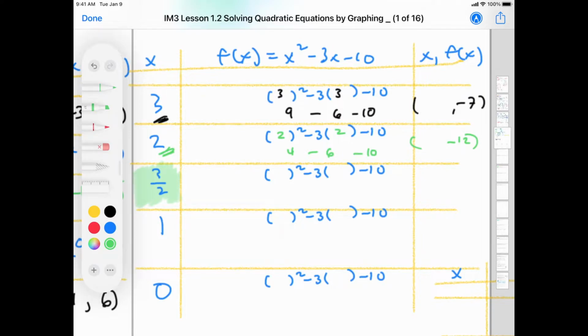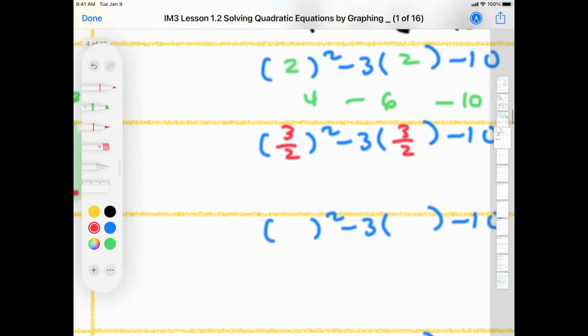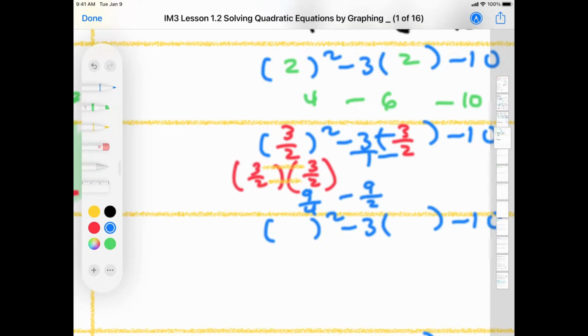Let's put in 3 halves. That just basically means 3 halves times 3 halves. And all you have to do here is just multiply across. So you will get 9/4. Make that a fraction, multiply across, you get minus 9 halves.